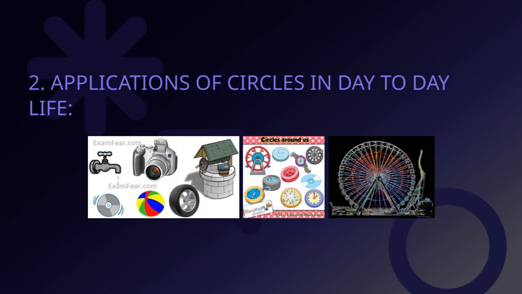Circles are everywhere around us, from the wheels on our vehicles to the shape of coins we use. They play a crucial role in engineering and design because of their perfect symmetry and uniformity. For example, when we think about clocks, the face of a clock is a circle, and the hands rotate around its center, making it a perfect example of how circles help us measure time.